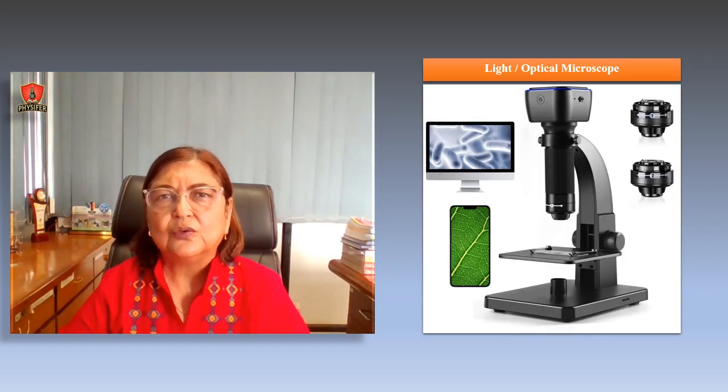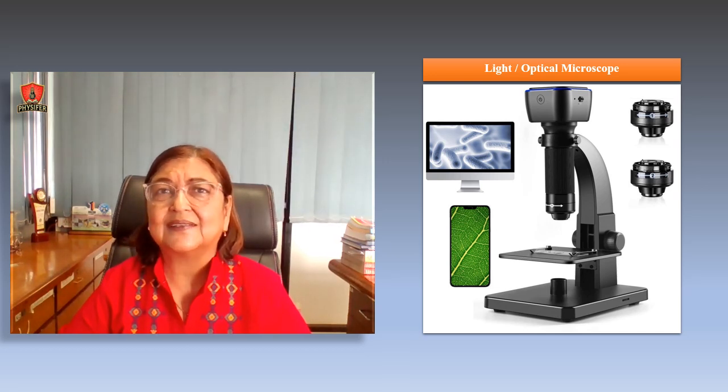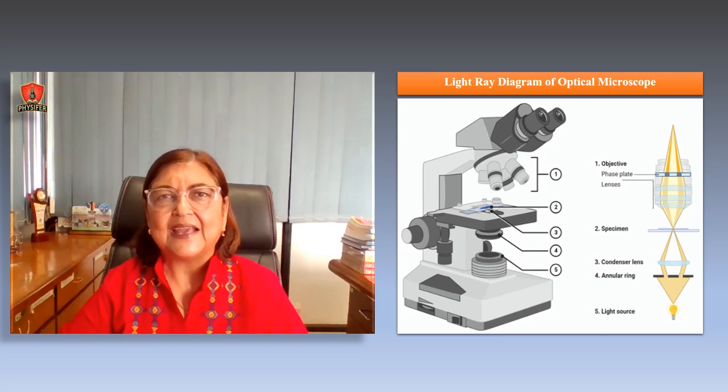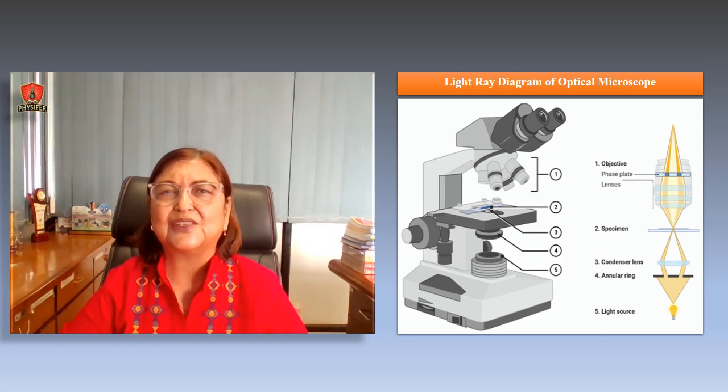Usually, we use a microscope to observe minute objects, the one we see in biology labs. These are optical microscopes, which work on light rays. The light rays fall on the object, are diffracted by it, and enter into the lens system to form a magnified image of the small object.